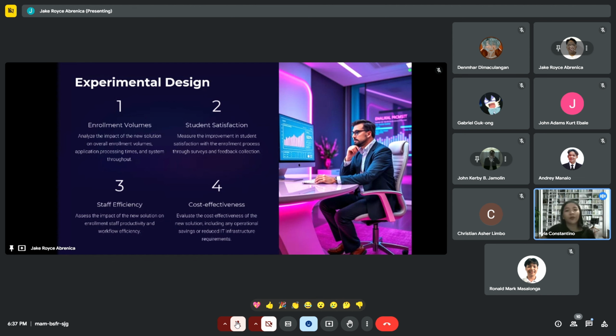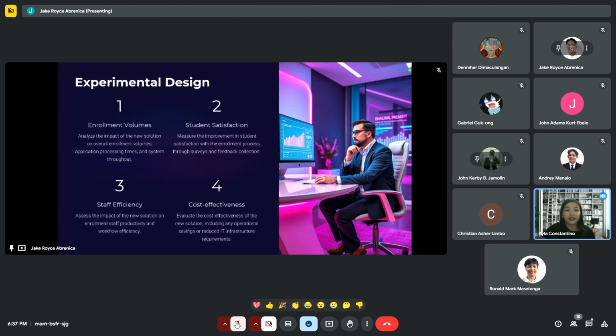Our findings will be compiled into a comprehensive report detailing insights gained from our analysis, results from pilot testing, and key metrics analyzed throughout this process. This report will serve as a foundation for proposing actionable solutions. Number one, enrollment volumes. Evaluates how the new solution influences the total number of enrollments, processing times, and system efficiency.